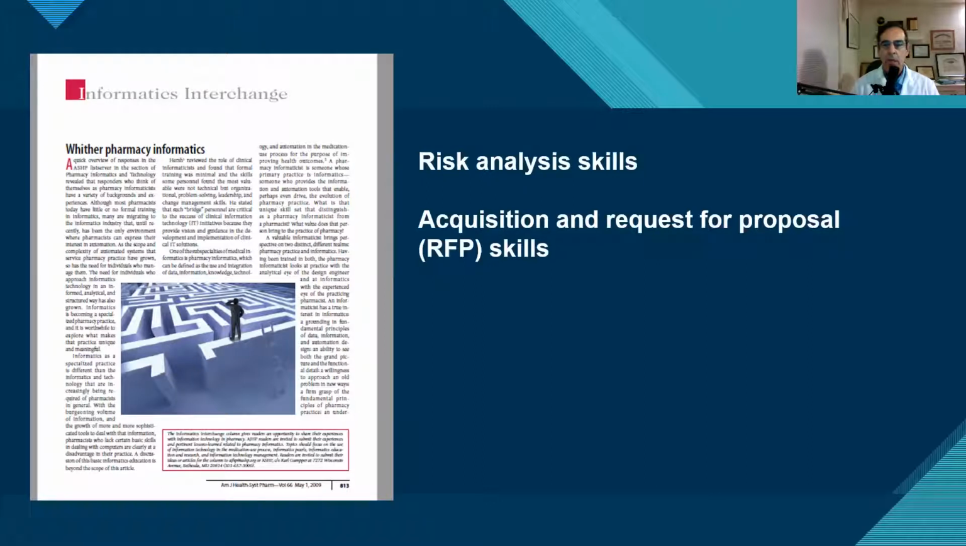And then acquisition and request for proposal, or RFP, skills. When you're going out and getting a new technology, let's say an automated dispensing cabinet, you need to research all the vendors that are available and be able to compare their products. Have your institution request a proposal from your top vendors, and then compare those, rank those, and see who's really offering the best package. That's the one you're going to go with. So you need to be able to evaluate those vendors.